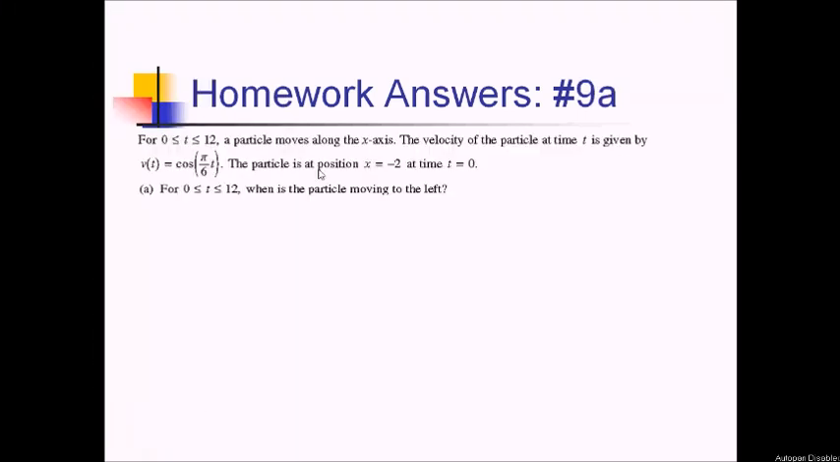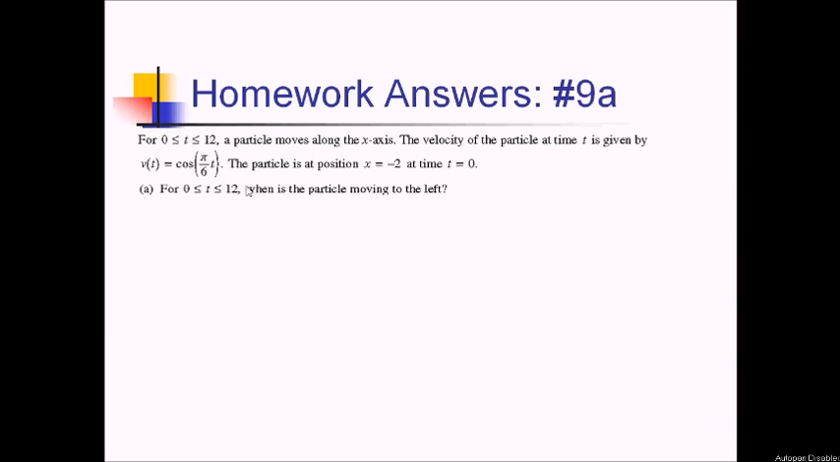For this problem, we have a particle moving on the x-axis with a velocity given by this function here, and we're starting at x equals -2 at time 0. For this part of the problem, we want to know on the interval from 0 to 12, which is what the problem specifies up here, when is the particle moving to the left? So we need to look at a little sign analysis of our velocity function.